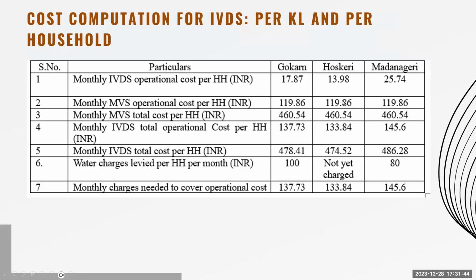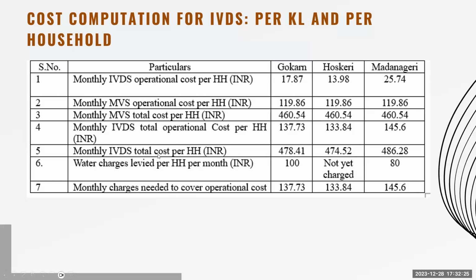Monthly MES operational cost, as we discussed, is 119.86, which is the same for all the Gram Panchayats, and monthly MES total cost per household is 460 rupees for all the Gram Panchayats. And the monthly IVDS total operational cost is therefore adding this operational cost at the MES level plus the operational cost at the village level. So that's what we get. It's 137.73, and it's in quite a similar range for all the other Gram Panchayats as well.